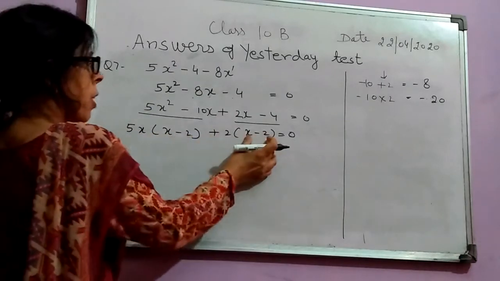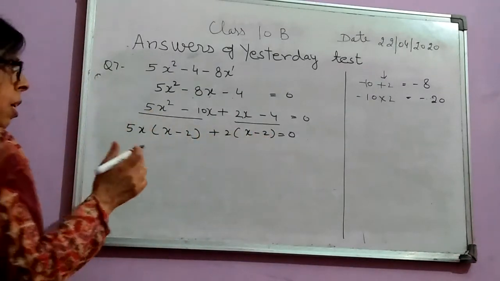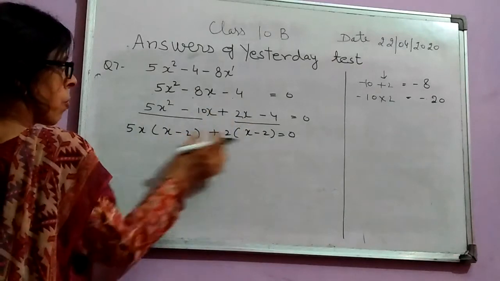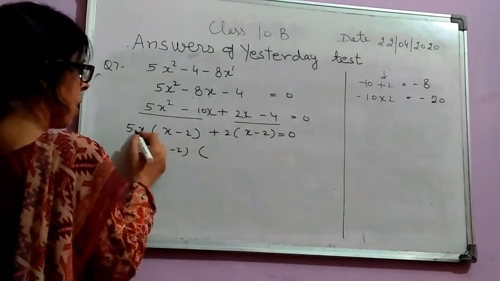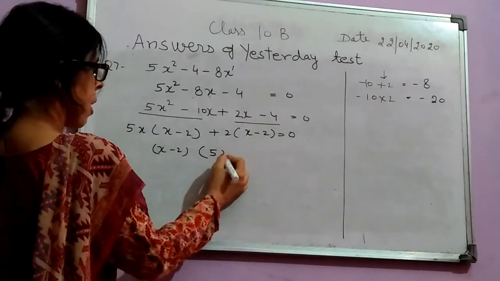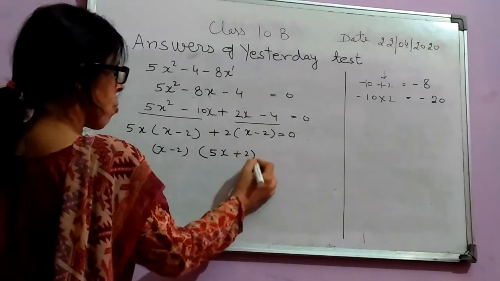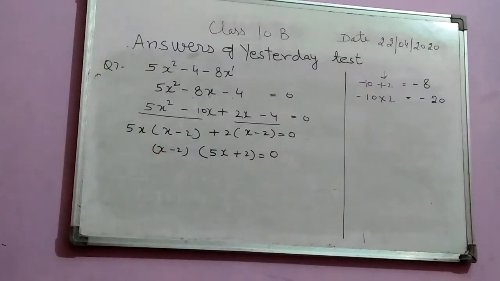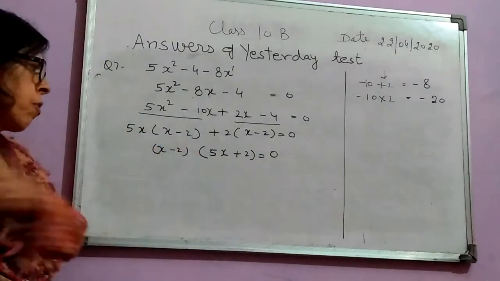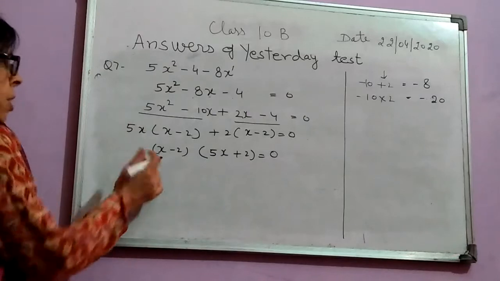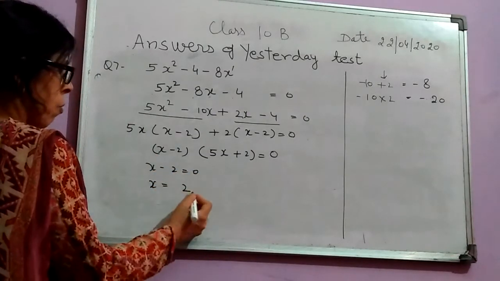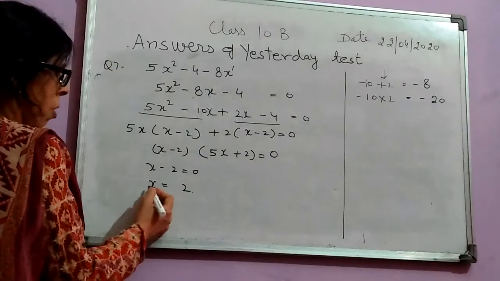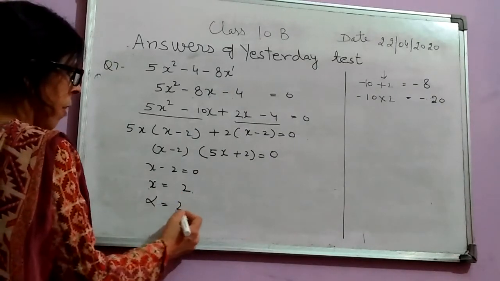So the polynomial within the bracket is same. तभी आपके फैक्टर हो पाएंगे, नहीं तो आपको सेम करने पड़ेंगे. तो first factor x minus 2 you will take outside, then the terms remaining within the bracket 5x plus 2. Then how will you find the zero? Put one factor equal to 0, then find the value: x minus 2 equals to 0, x is equal to 2. First value of x is known as alpha.